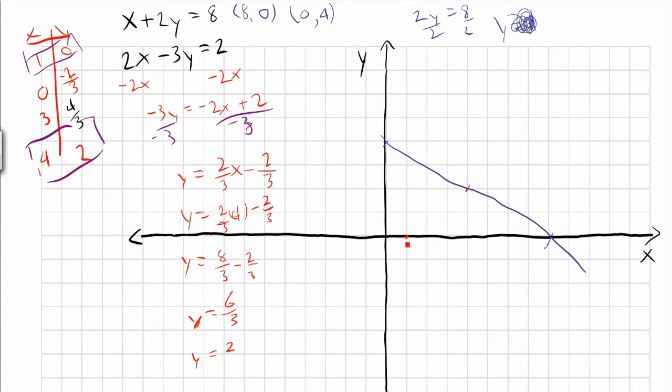Conveniently that is where the other line crosses, so I get that my solution is 4, 2. Now, like I say, conceptually it's good to understand that these are two lines and we're looking for the point where they possibly intersect one time. That point where they intersect is a solution.